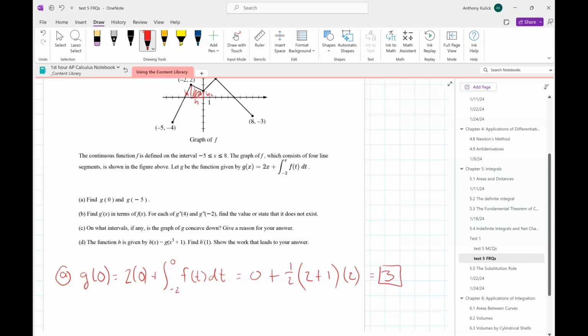Everybody's okay there? You could chunk that into like a rectangle and triangle if you wanted. That's fine also, right?